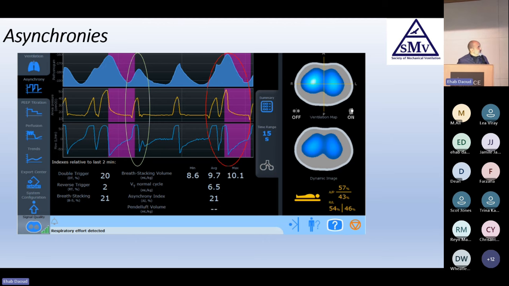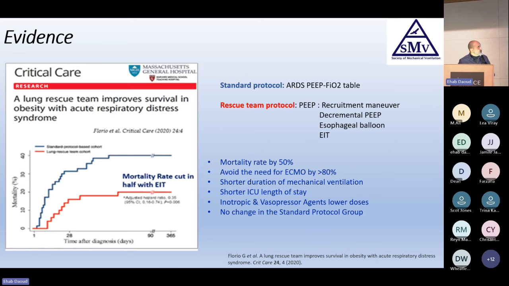I'm going to try to give you some evidence for the use of at least electrical impedance tomography before we move on. This is a small study from Mass General. They published it a couple of years ago. It's basically called the Rescue Team Protocol. I want to tell you, whatever the results are, it's not just because of EIT. It's not one arm EIT, one arm your normal settings. No, they used PEEP recruitment maneuvers, decremental PEEP. Some of them had esophageal balloons, some had EIT. So whatever the results I'm telling you, it's not just because of EIT.